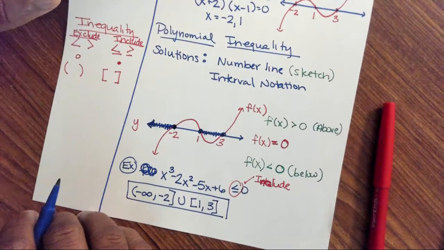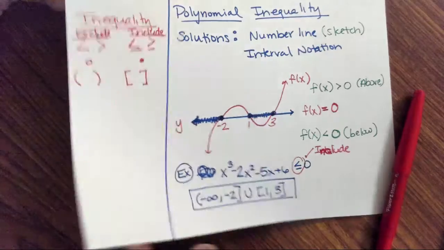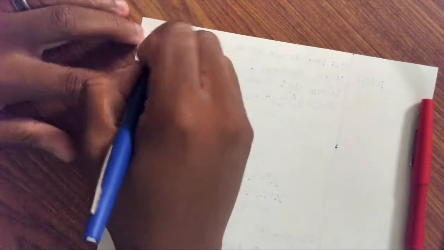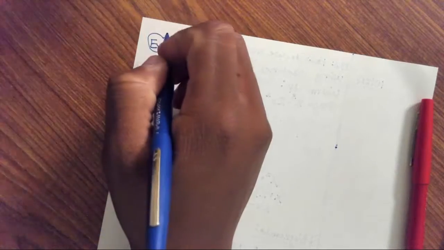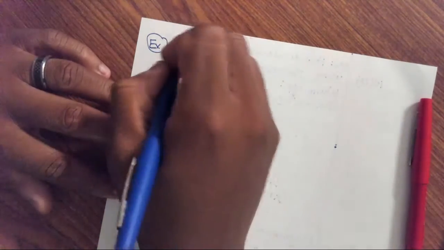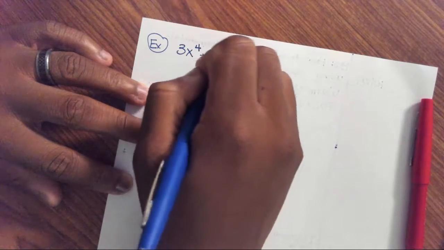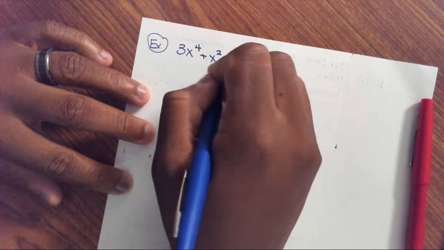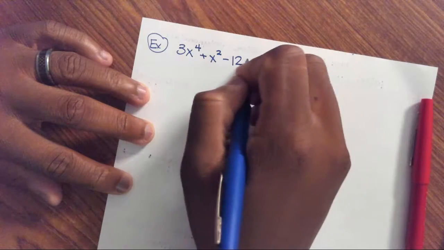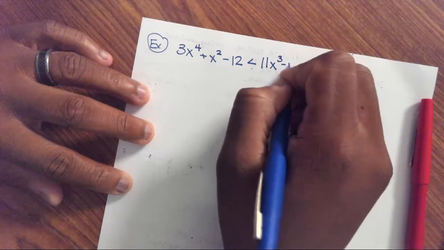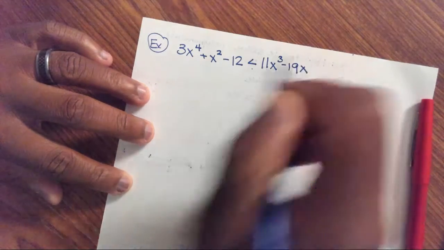You have to draw this sketch first. So here's another example. Let's do 3x to the 4th plus x squared minus 12 is less than 11x cubed minus 19x.